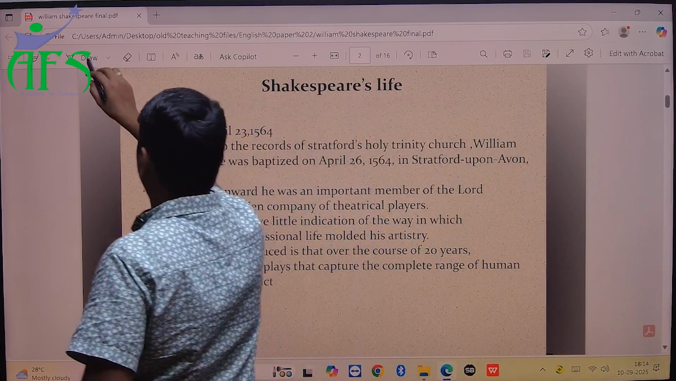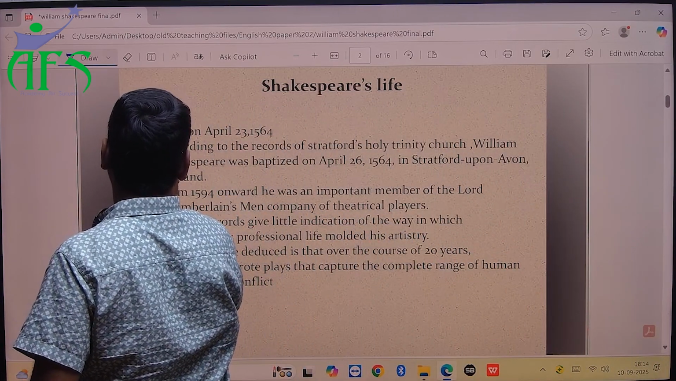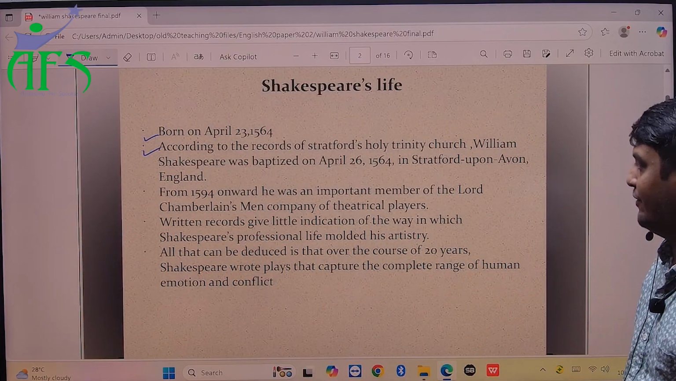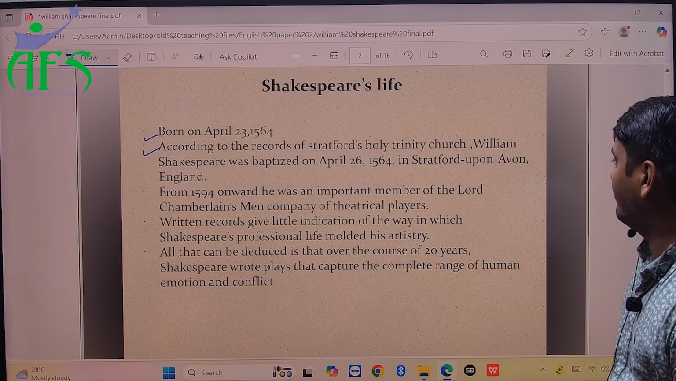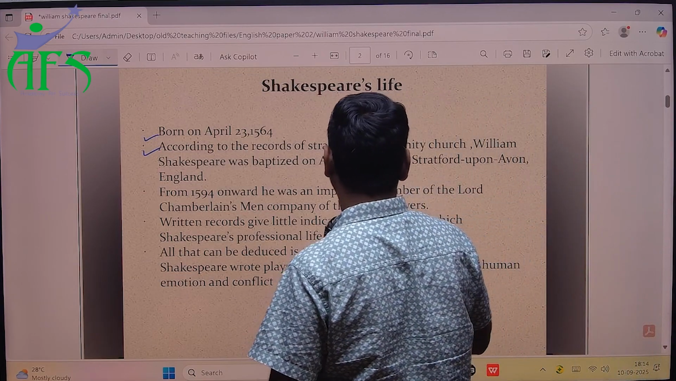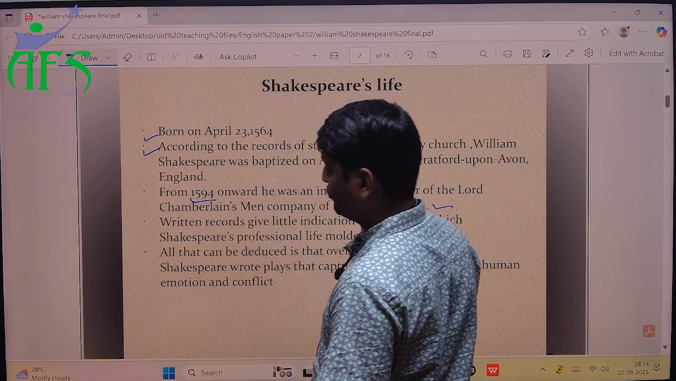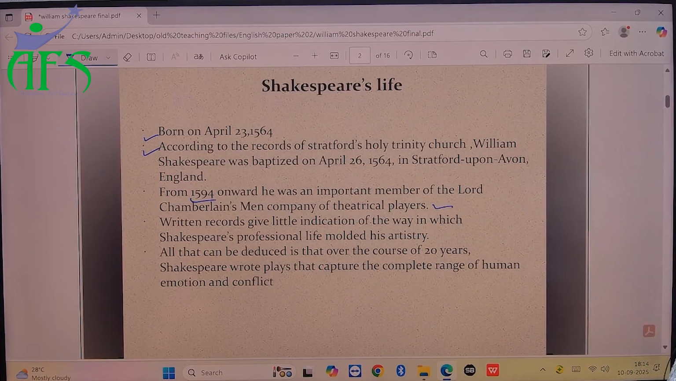So this is his birth, his baptism. From 1594 onwards, he was an important member of the Lord Chamberlain's company of theatrical players. Written records give little indication of the way in which Shakespeare's professional life molded his artistry. Over the course of 20 years, Shakespeare wrote plays that capture the complete range of human emotions.